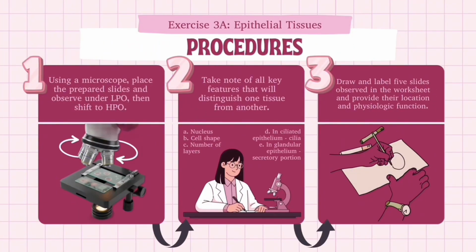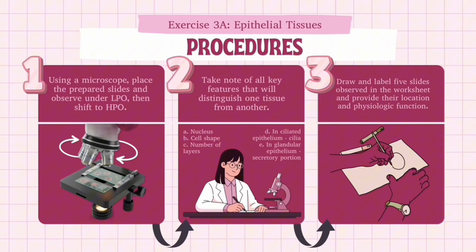For the procedures, the following steps were performed during the activity. First, the slides were arranged and labeled properly before viewing. Begin examining each slide using the low-power objective to get a general view of the specimen. Once the overall field was visible, use the fine adjustment knob to bring the tissue into sharper focus.